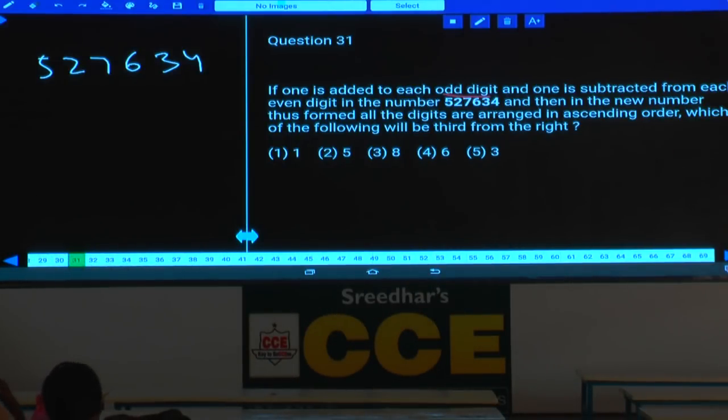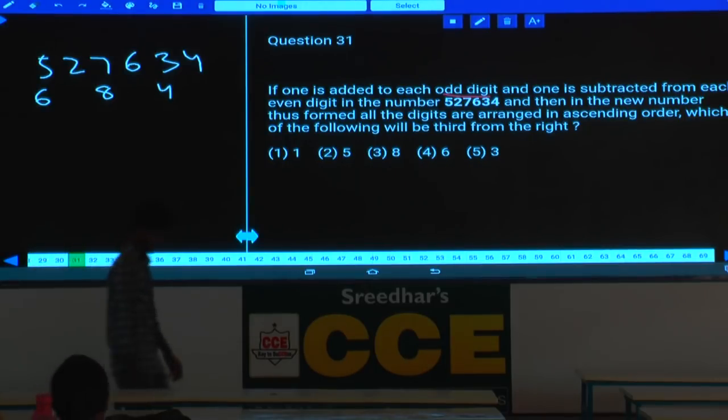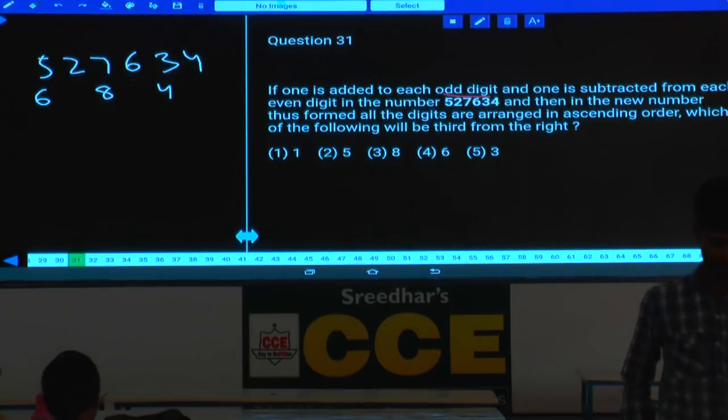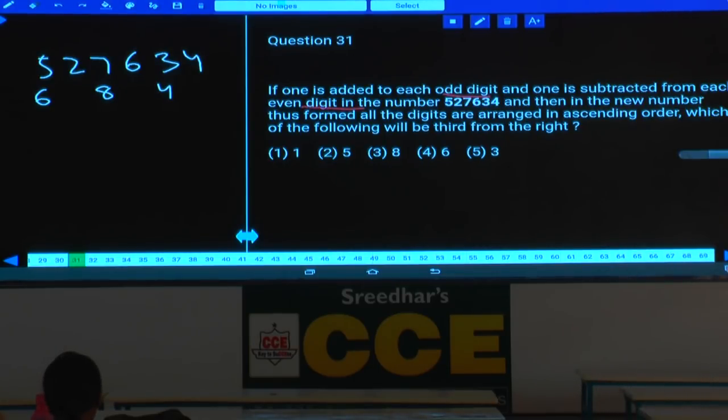How many odd digits are there? To this 5, if 1 is added, it will be 6. For 7, it will be 8. And for 3, it will be 4. To each of these odd digits, 1 is added. And 1 is subtracted from each even digit. If 1 is subtracted from this even digit 2, it will be 1. Next one, 6 minus 1 is 5. 4 minus 1 is 3.